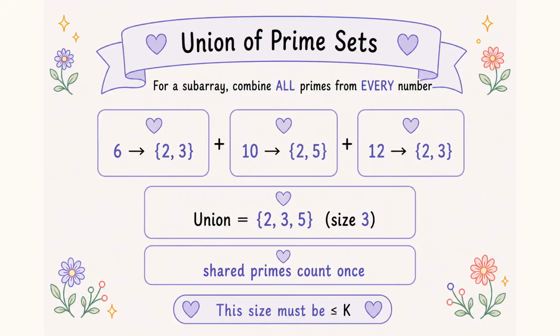For a whole subarray, we take the union of every number's prime set. Example, 6 gives 2 and 3. 10 gives 2 and 5. 12 gives 2 and 3. The union is 2, 3, and 5. Shared primes count only once. The size of this union must be less than or equal to k. That size is the score of the subarray.